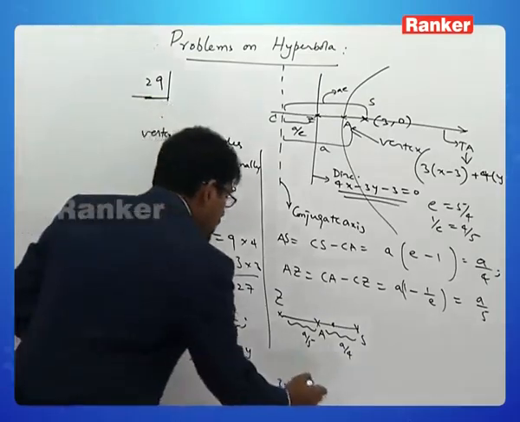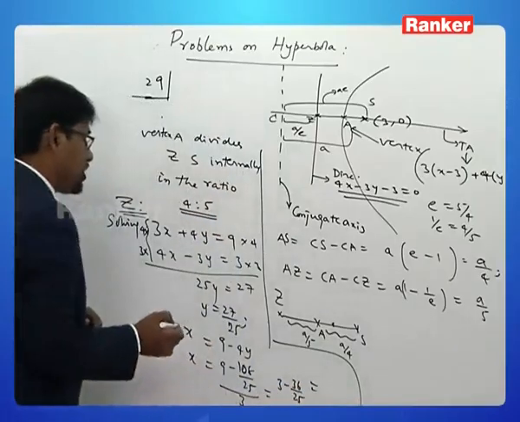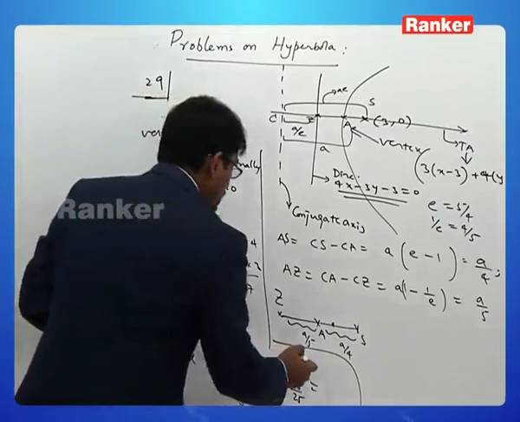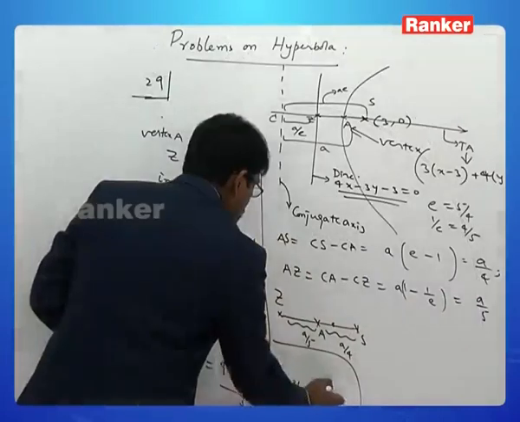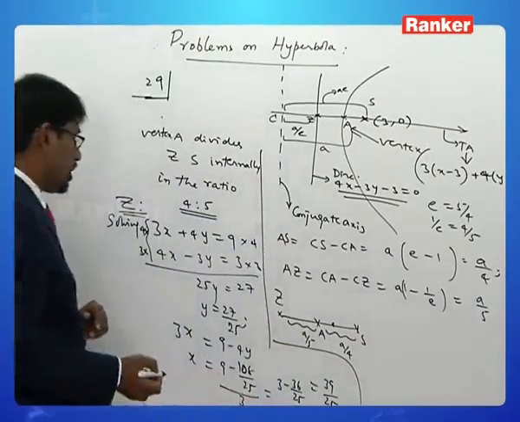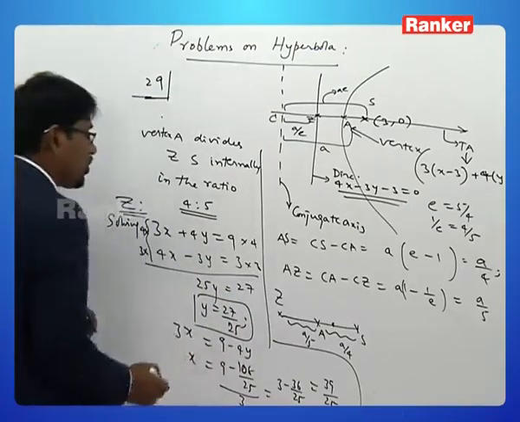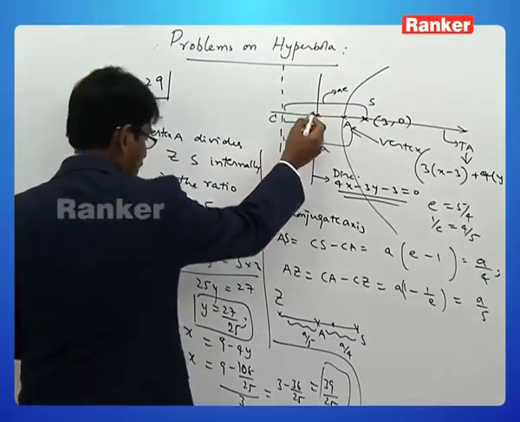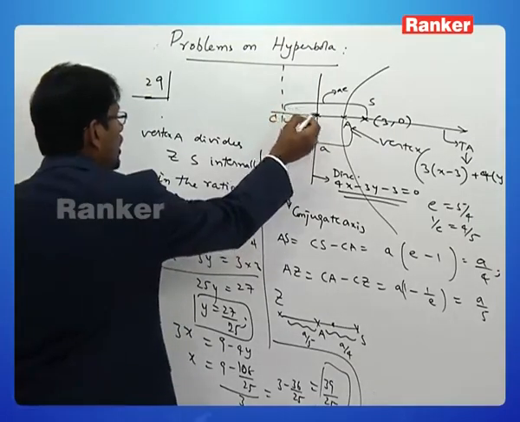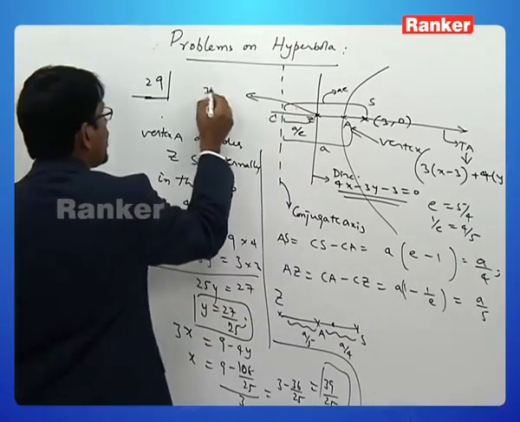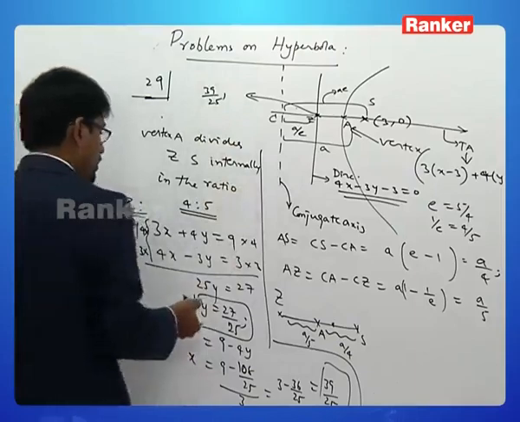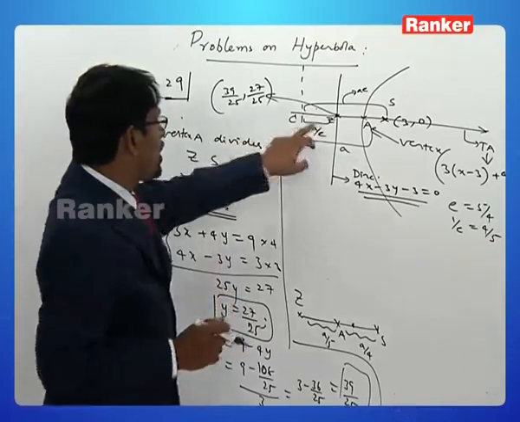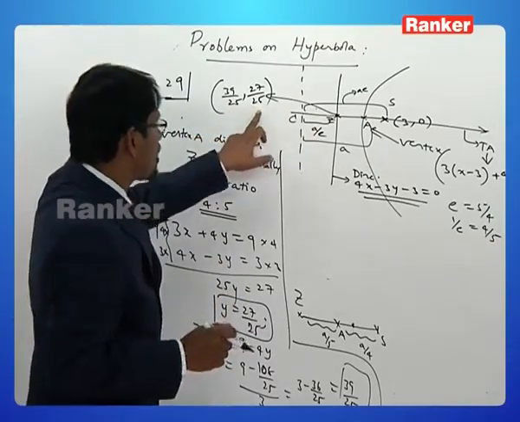So that is 75 minus 36. How much is it? 39 by 25. So y is 27 by 25, x is 39 by 25. So the coordinates of Z are 39 by 25 comma 27 by 25. So we got the Z point to be 39 by 25 comma 27 by 25.